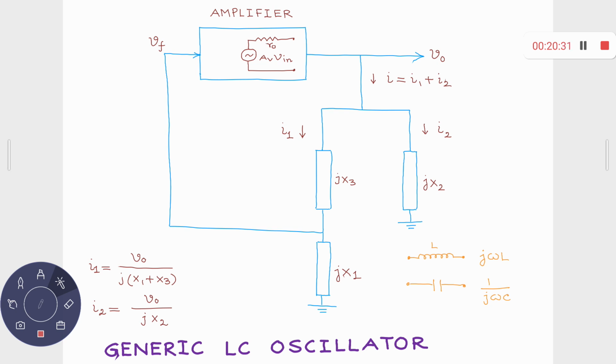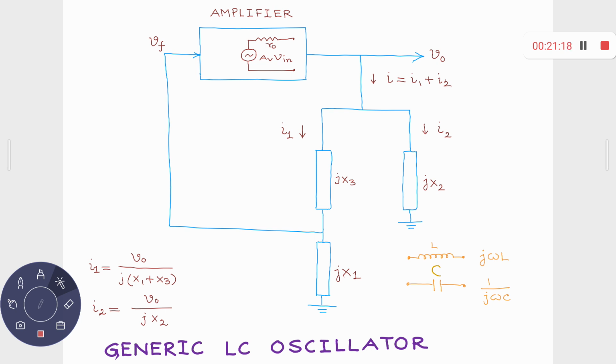reactive elements. As you understand, for an inductor whose inductance is equal to L, impedance is given by j omega L, and for a capacitor whose value is equal to C, impedance is 1 by j omega C. So they can be represented in the form of j into x, because 1 by j omega C can also be written as minus j times 1 by omega C. Both inductors and capacitors are represented in the form of j times x, where x is a real number.